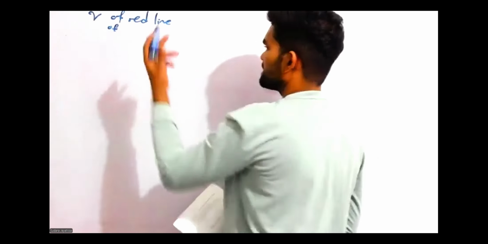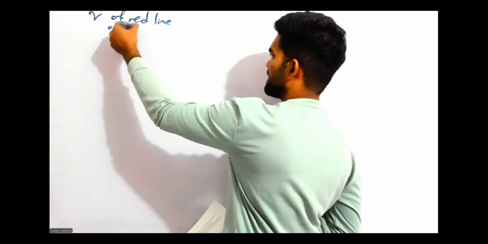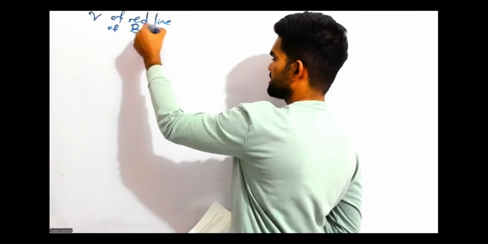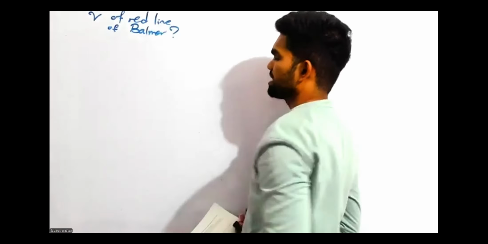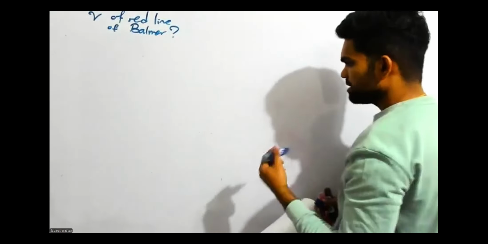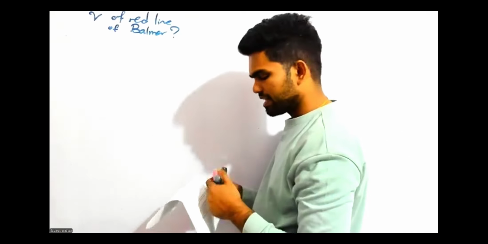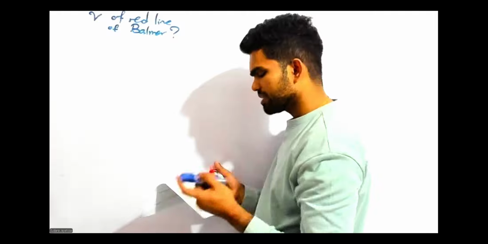The visible part is Balmer, no? So you don't need to say Balmer, but anyway, the question says Balmer series. They have given you the energies. Now, you can see there are negative values. Energies are given as negative values in kilojoules.